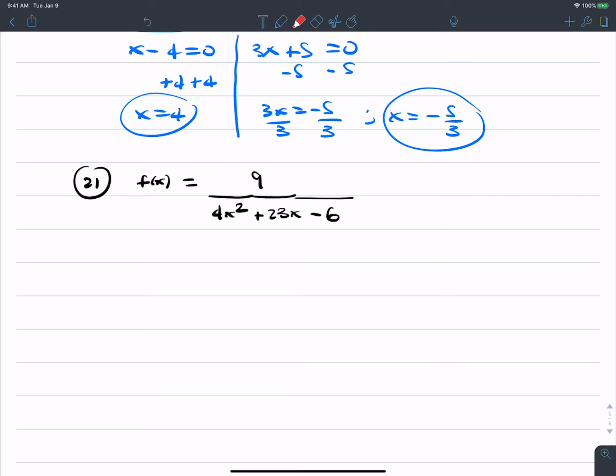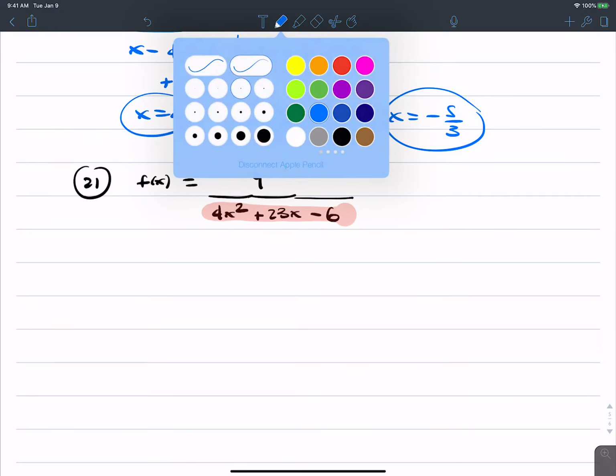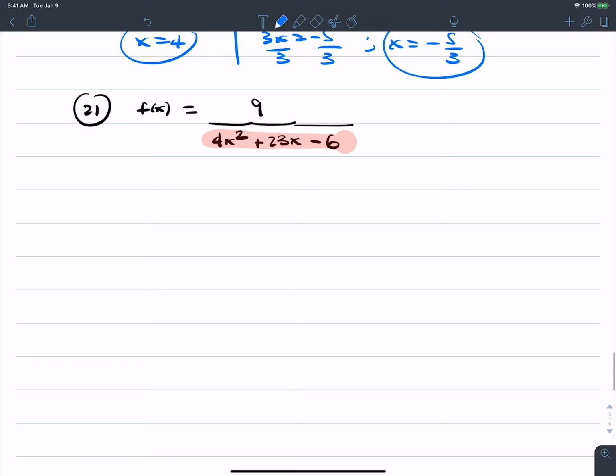So we're going to set this denominator again equal to 0. So you have 4x squared plus 23x minus 6 is 0. We're going to try to solve this by factoring. You could use the quadratic formula if you like, but I think factoring is quicker. Notice the greatest common factor is 1, so we're just going to have to factor this by the high school technique again.